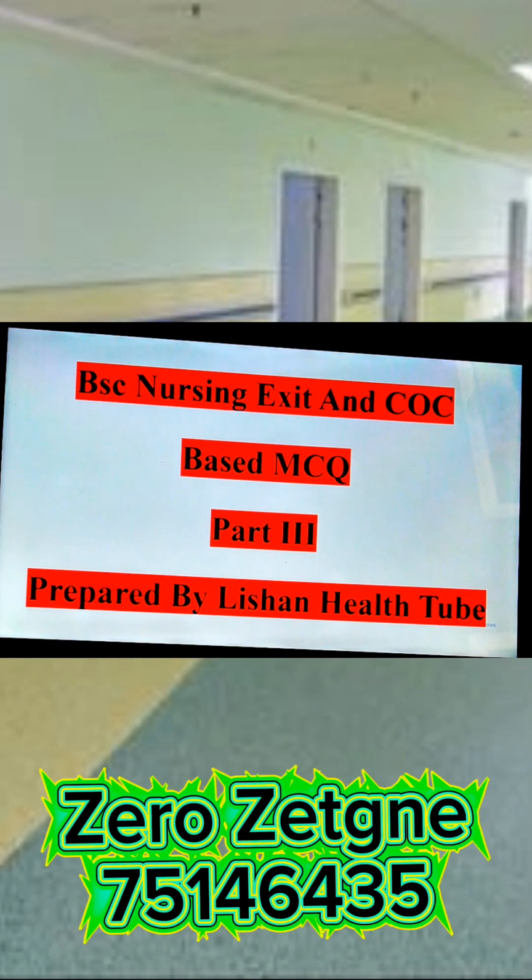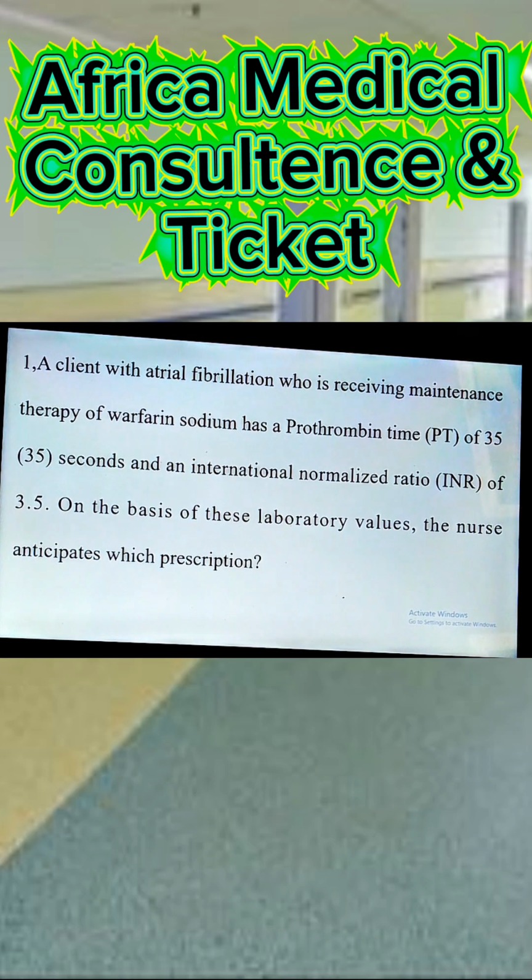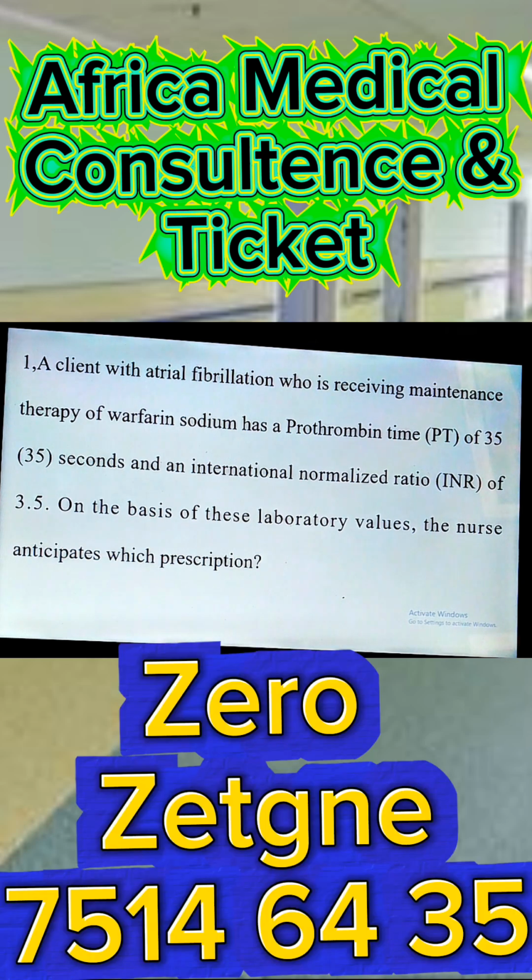CC Nursing Exit and COC based multiple choice questions for nurses, part 3, prepared by Lishan Tio. So question number 1. A client with atrial fibrillation who is receiving maintenance therapy of warfarin sodium has a prothrombin time, PT, of 35 seconds and an international normalized ratio, INR, of 3.5. On the basis of this laboratory value, the nurse anticipates which prescription?